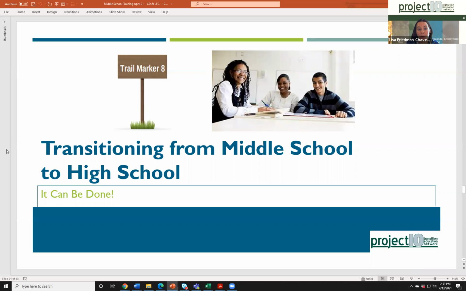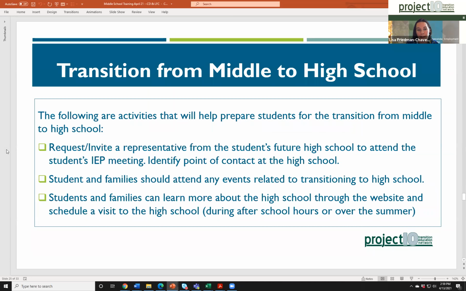And transitioning from middle school to high school. So Carly talked a lot about the transition from elementary to middle, and also wonderful things that should be happening during middle school to help support that transition. And then when you're actually ready for that transition into high school, these are some things to consider. So similar to the transition from elementary to middle, you also would want to request and invite a representative from the student's future high school to participate in their IEP meeting.